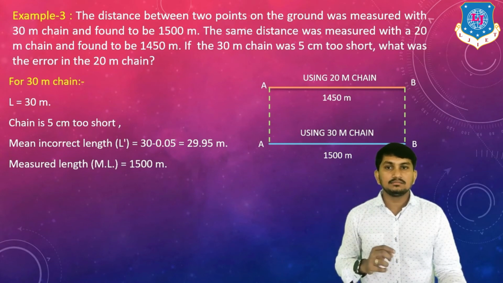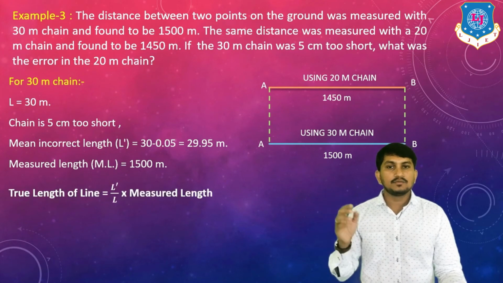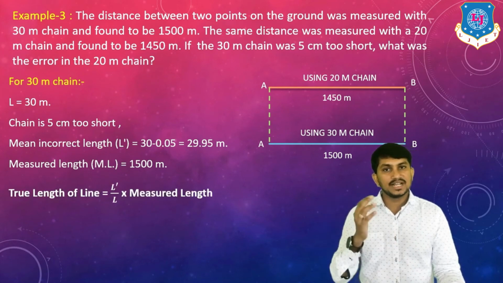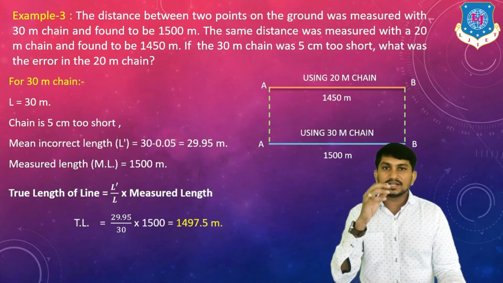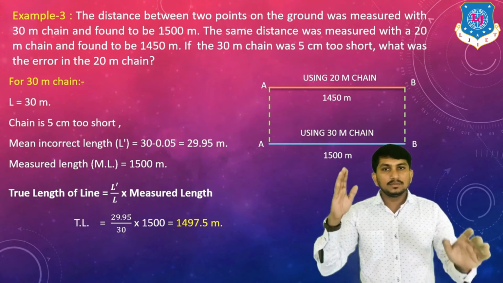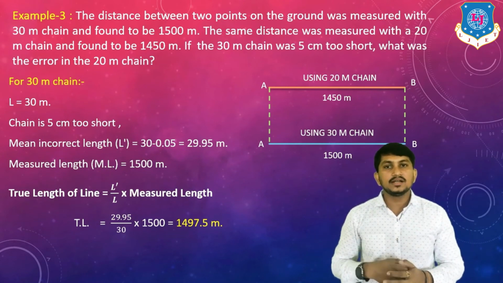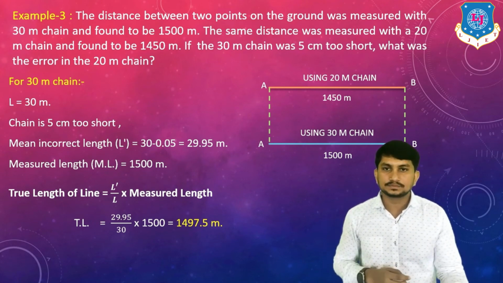The measured length by the 30-meter chain is 1500 meters. Our equation is true length TL is equal to L dash by L into measured length. So TL is equal to 29.95 divided by 30 into 1500 meter. So the true length between A and B is equal to 1497.5 meters. This is the true length of the line AB.